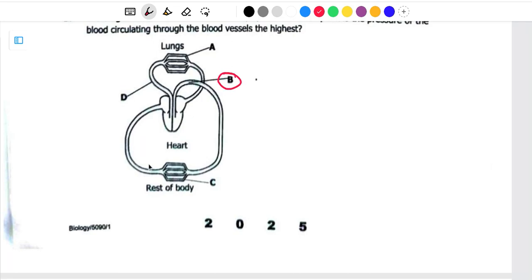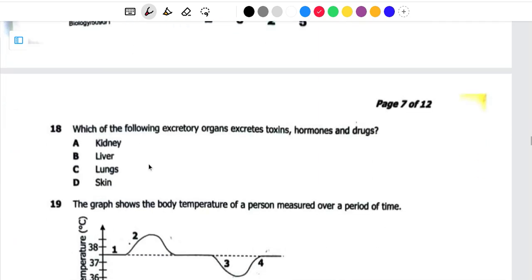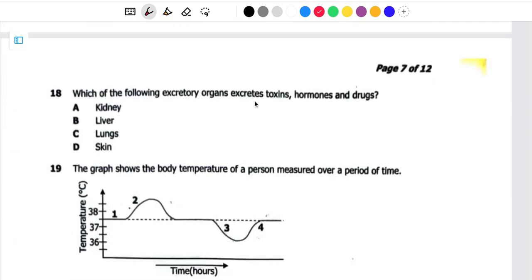Then we have question 18, which is saying which of the following excretory organs excrete toxins, hormones, as well as drugs? So the answer is going to be kidney.